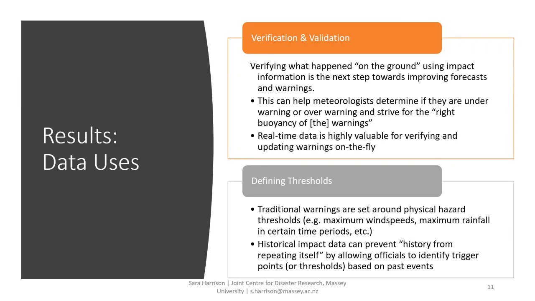The other use is for actually defining thresholds for the warnings. So a lot of warnings traditionally, the thresholds are based on the physical characteristics of the hazard. If we want to go to true impact warnings, we need to rethink and potentially redefine the thresholds so that they're more impact-based. So historical data could be used to prevent history from repeating itself, as another participant said, by allowing officials to identify trigger points, aka thresholds based on past events.